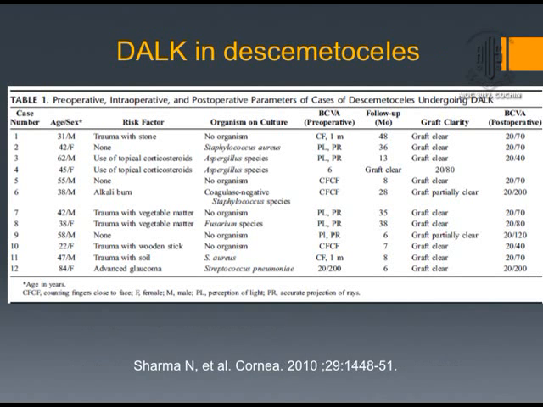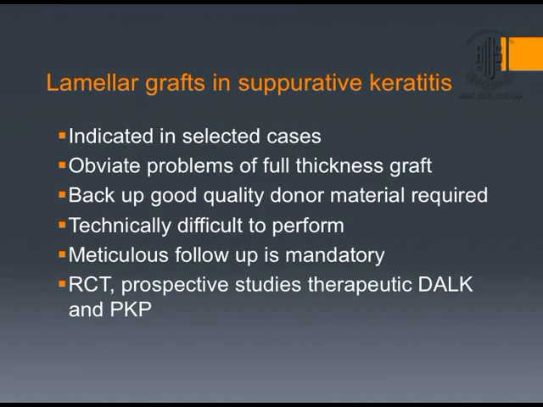These are the results wherein we did deep anterior lamellar keratoplasty in descemetoceles, and except for 2 cases, the results were good. To conclude, lamellar grafts are indicated only in selected cases. They do obviate the problems of full thickness graft, but a backup good quality donor material is required. They are technically more difficult to perform, and meticulous follow-up is mandatory. And we do need randomized controlled prospective studies to compare therapeutic DALK and PKP to establish their conclusive role. Thank you for your attention.